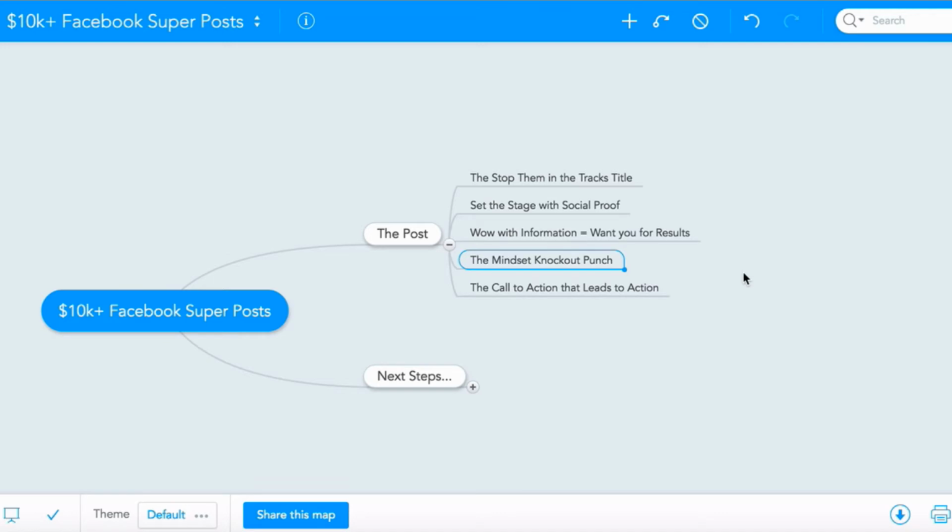You want to make sure that you knock out every single limiting belief, every single mindset limitation that your prospect might have, and that's how you get them to take action.